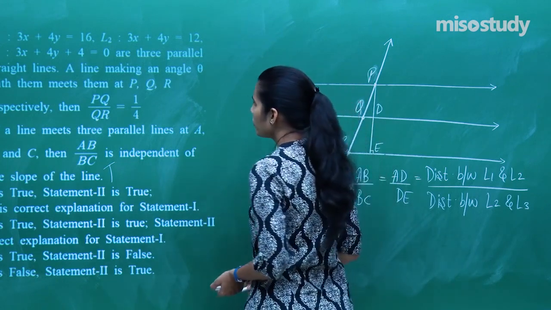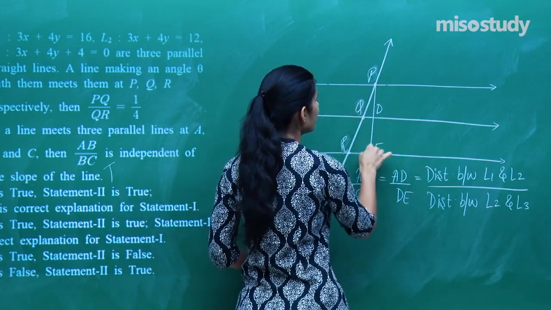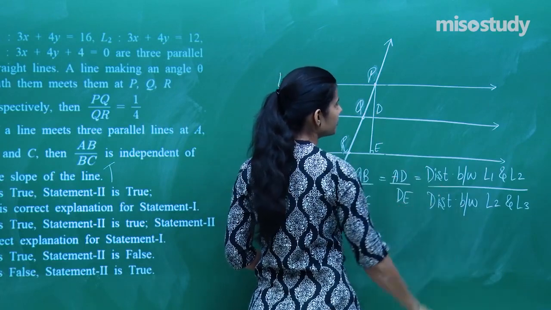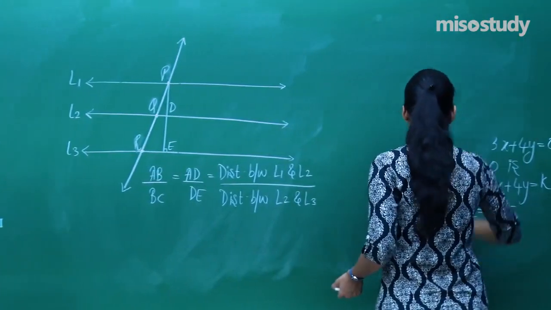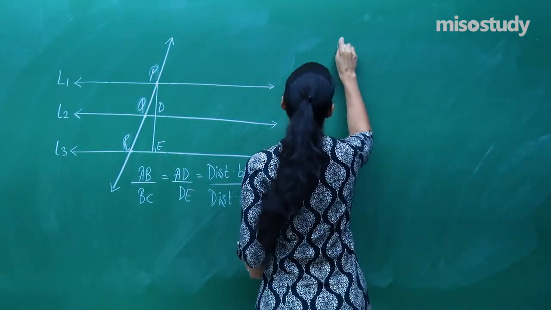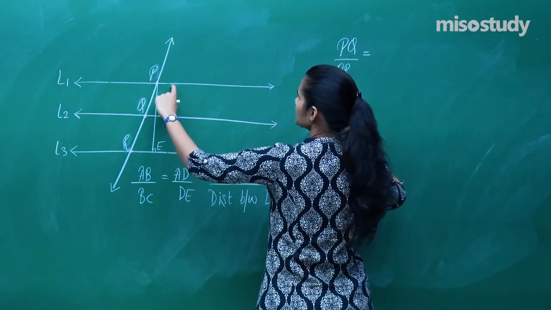Okay, then PQ upon QR will be 1 upon 4. Now we know PQ upon QR is again PD upon DE, and PD upon DE is what? Distance between L1 and L2 upon distance between L2 and L3. So therefore, just ABC has been changed to PQR, nothing else. So PQ upon QR will be again distance between L1 and L2.